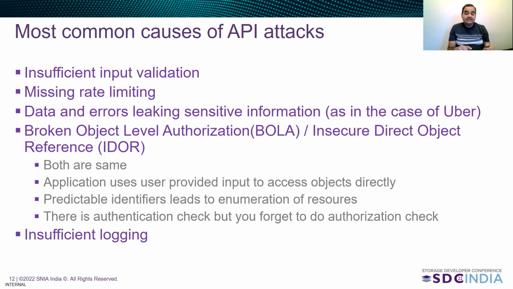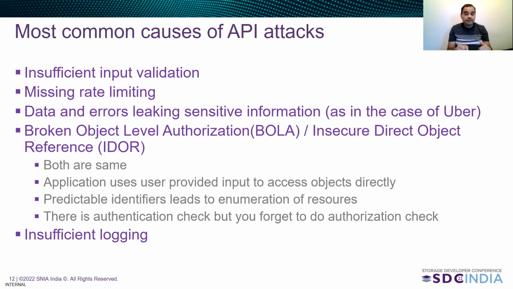Data error leaks sensitive information, right? As in the case of Uber, you are leaking data and your errors are also leaking data, and they are probably leaking sensitive information. The example which I gave where the error message actually had that unique user field that the attackers then used to enumerate all possible users, right?